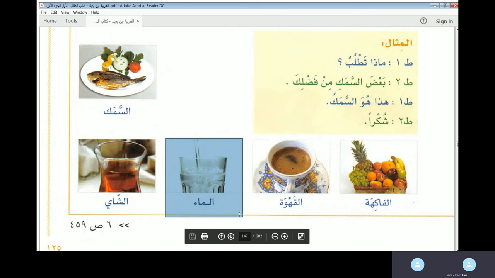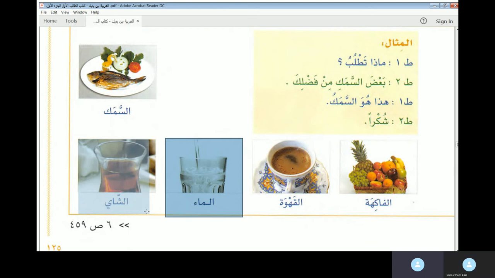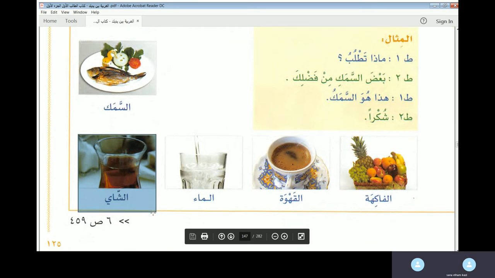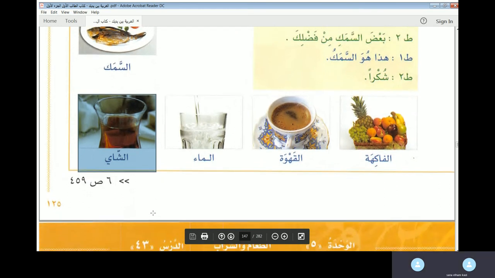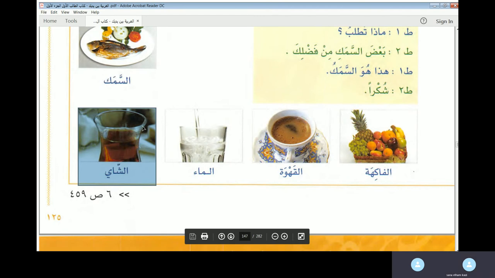ماذا تطلب؟ What do you order? بعض الماء من فضلك. Some water, please. هذا هو الماء. Here is the water. شكرا. ماذا تطلب؟ بعض الشاي من فضلك. هذا هو الشاي. شكرا.